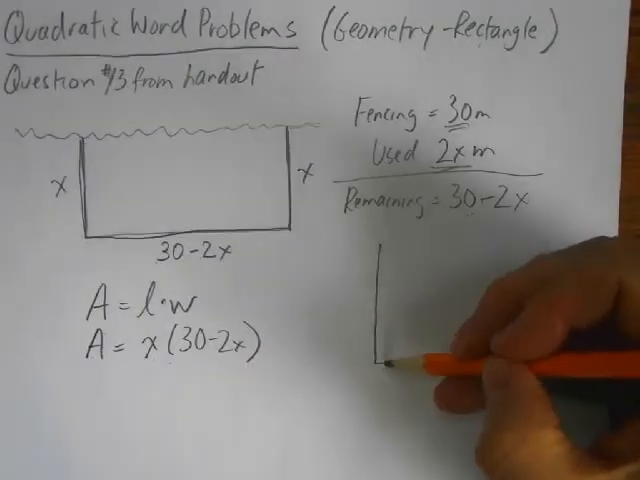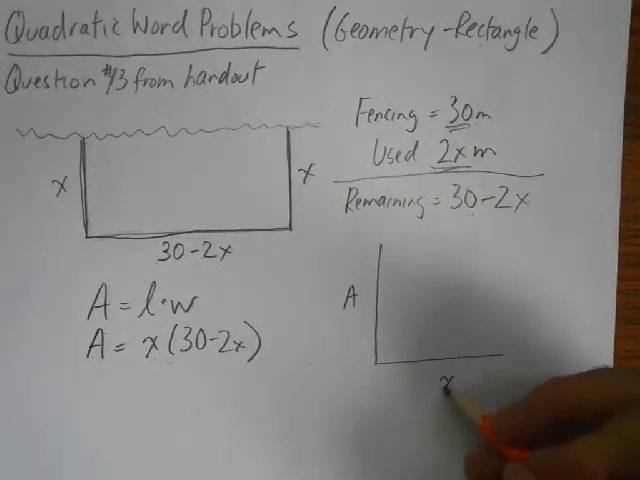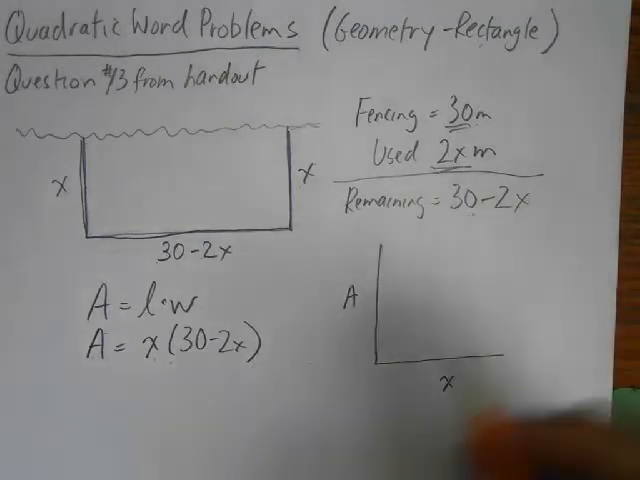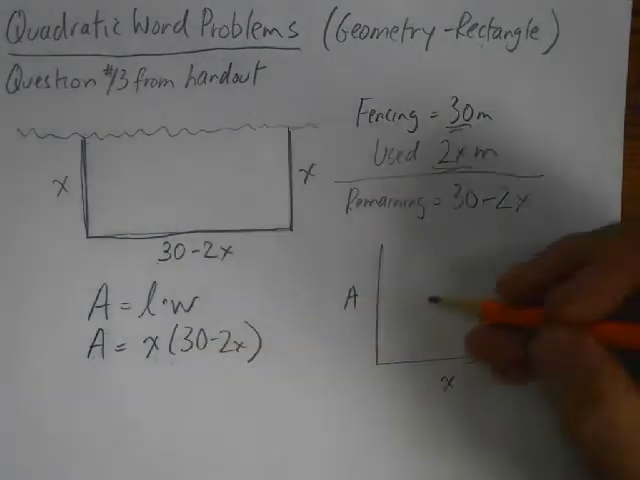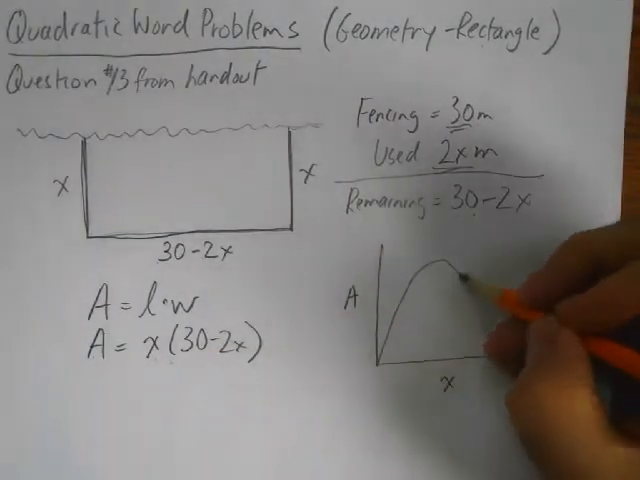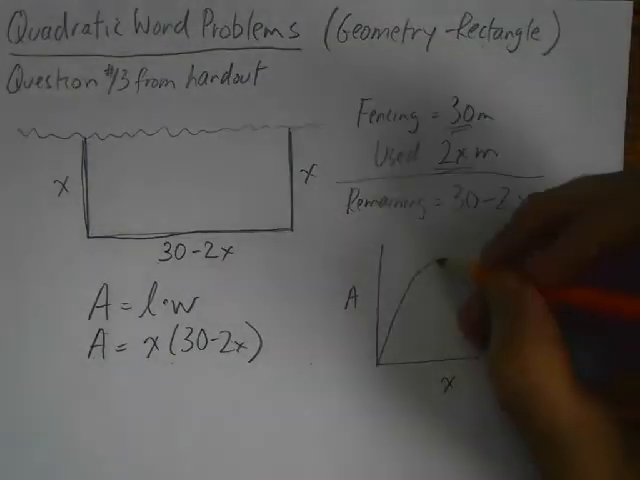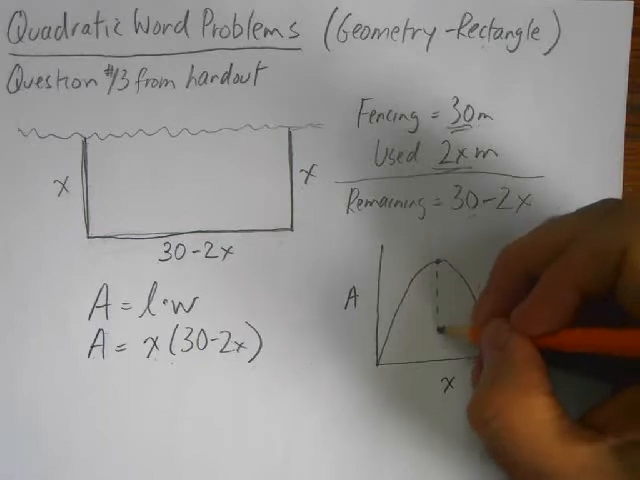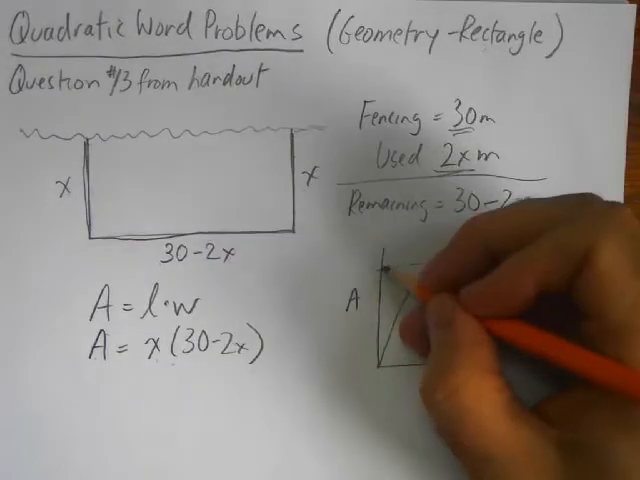So if I do a little sketch, this is what the area is based on what one of the sides is. You can tell from this that the area is going to be a quadratic. It's going to open down because I'm going to have a minus 2x squared. So it's going to be some parabola that opens down like that. Okay, so what I'm looking for is that value of x which will give me the largest possible area.